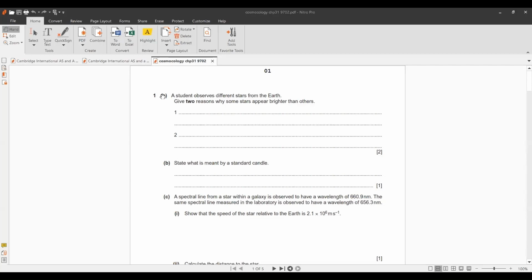Continue with the very first question. Students observe different stars from the Earth. Give two reasons why some stars appear brighter than the others. What could be the reasons?